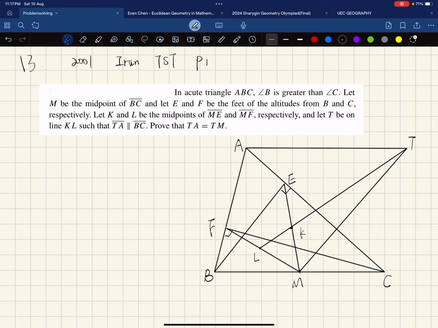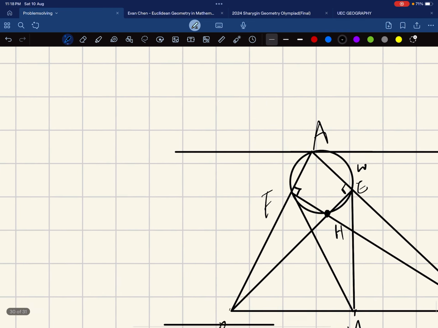So let's continue. Let K and L be the midpoints of ME and MF respectively. Then let T be a point on line KL such that TA is parallel to BC, and we have to prove that TA equals TM. Before this, we have to know one little conclusion. So we have to prove one lemma. Let's look at this graph.